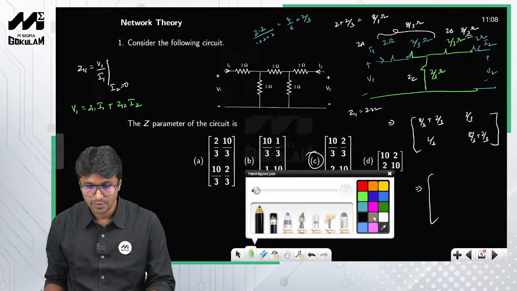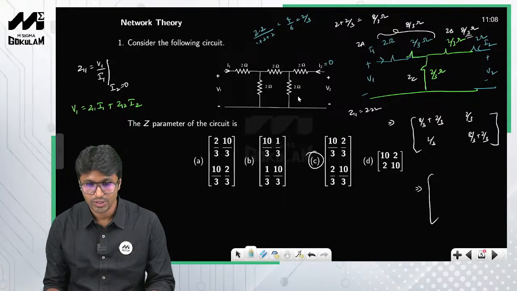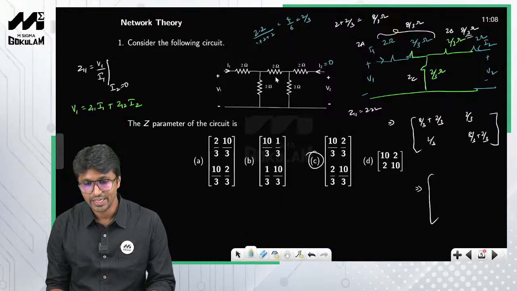So look at this one. This is nothing but I2 equal to 0. In that case, the current flowing through these two resistors will be the same, right? So 2 is in series with 2, therefore this will be equal to 4 ohms. So the equivalent resistance will be 4, and that is in parallel with 2, right? So what will be the net equivalent resistance? You have 2 here and you have 4 parallel to here.